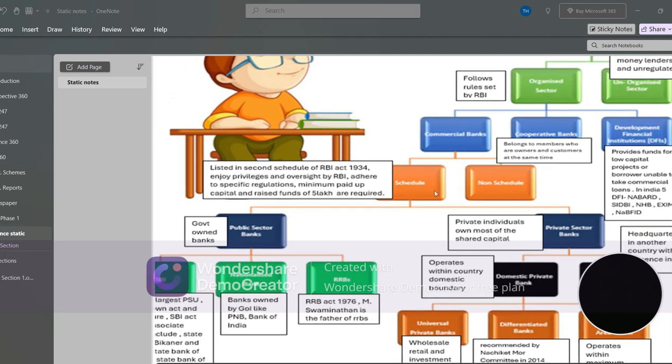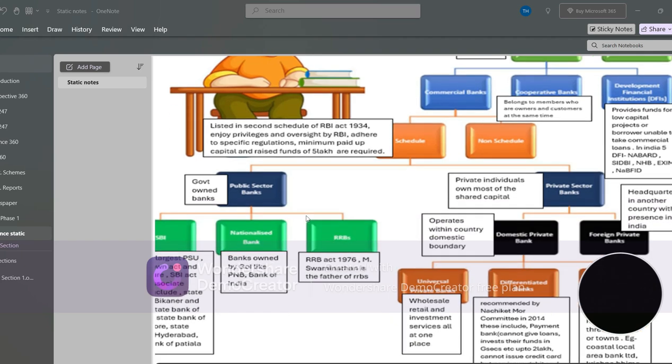Now, the parts of commercial banks are scheduled and non-scheduled. Scheduled banks are the ones which are listed in the second schedule of the RBI Act 1934, and they enjoy specific privileges, and also they adhere to specific regulations, and the minimum paid-up capital and raised funds should be 5 lakhs. And non-scheduled banks are the ones which do not come in the second schedule of the RBI Act 1934.